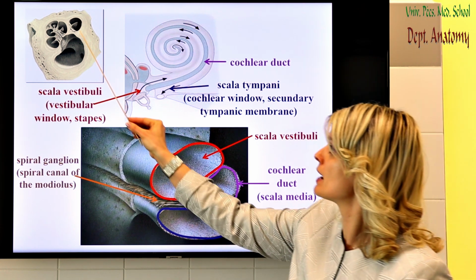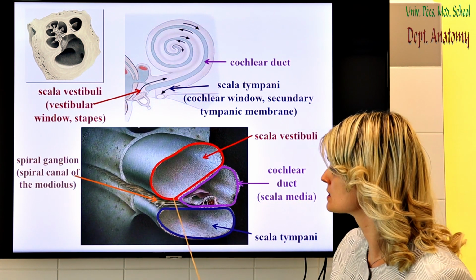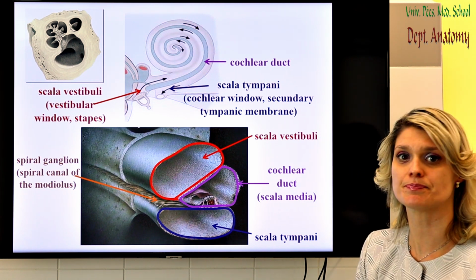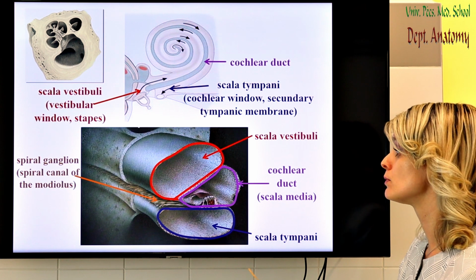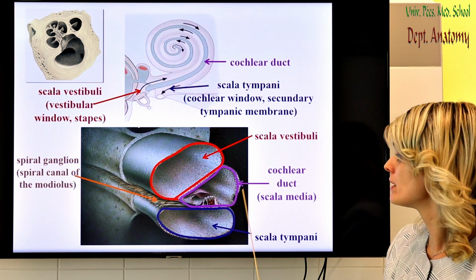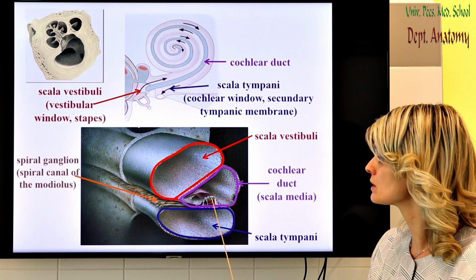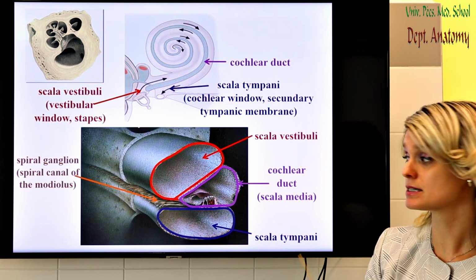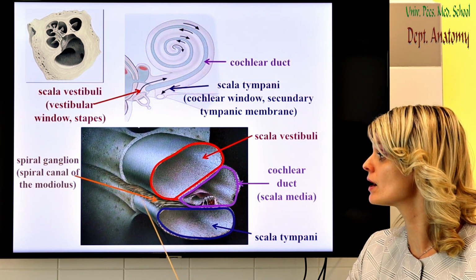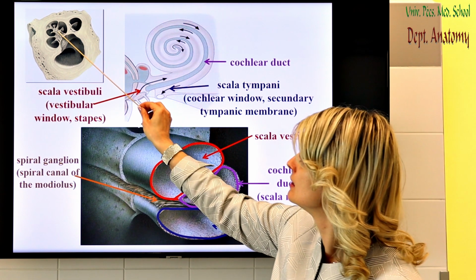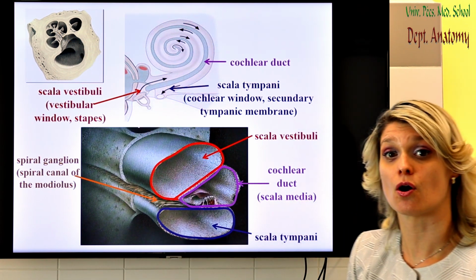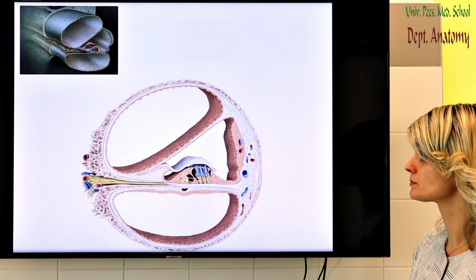Here in the proximal part of the spiral lamina, we can see the spiral ganglion. These are bipolar neurons. The peripheral process of these neurons will come from the receptor cells, and the central part will form the cochlear nerve, which is located in the longitudinal canals of the modiolus.